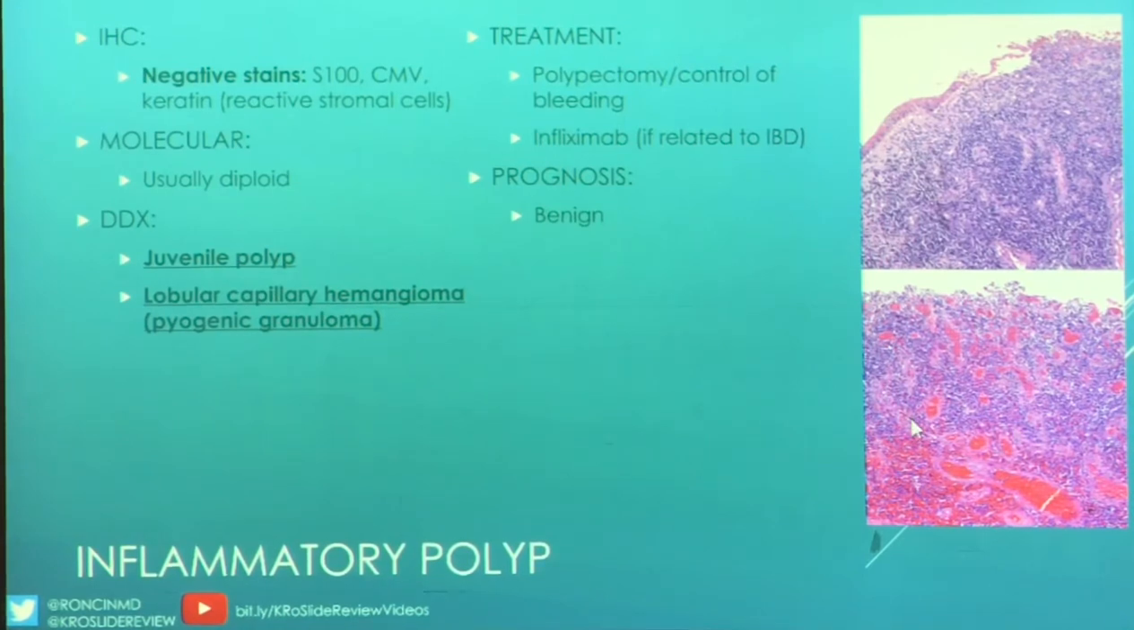What does usually diploid mean? So diploid means normal. Fancy way of saying normal. Okay. So basically, don't waste your time and money and the patient's time and money doing molecular tests because they don't help you.